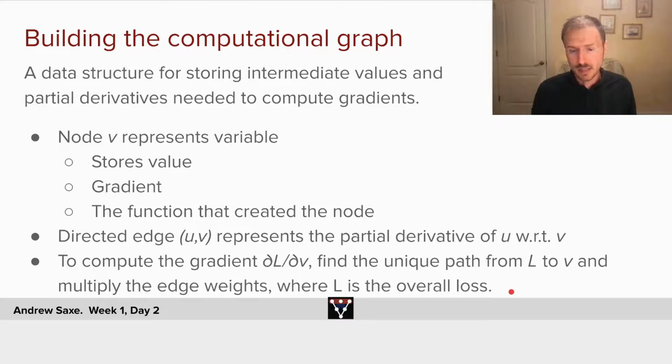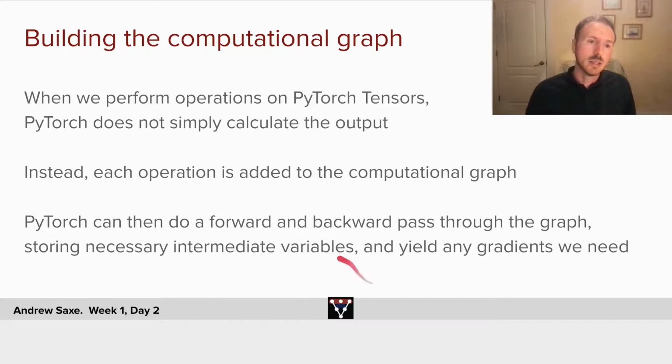So that's the basic idea behind how this can be automated on a computer. And the way to think about it is just that when you're performing operations with PyTorch tensors, it's not only calculating the output. What it's doing, in fact, is maybe not even calculating the output initially. It's just building up the computational graph so that it knows how everything's connected. And then that will all be held in memory. All of those intermediate steps get held in memory usually. And then PyTorch can do the forward and backward pass through the graph for you in order to compute the gradients that you need.